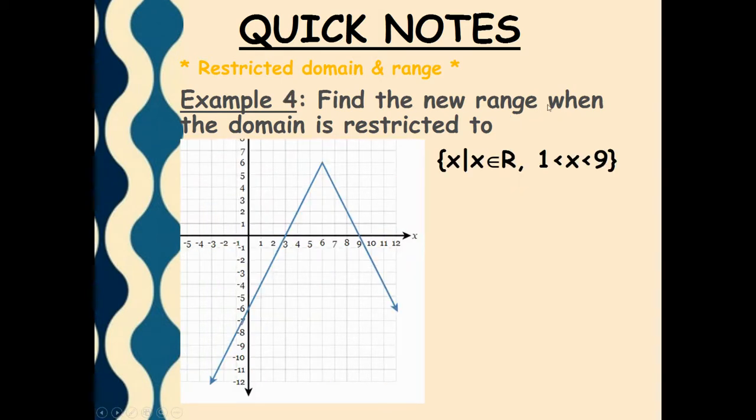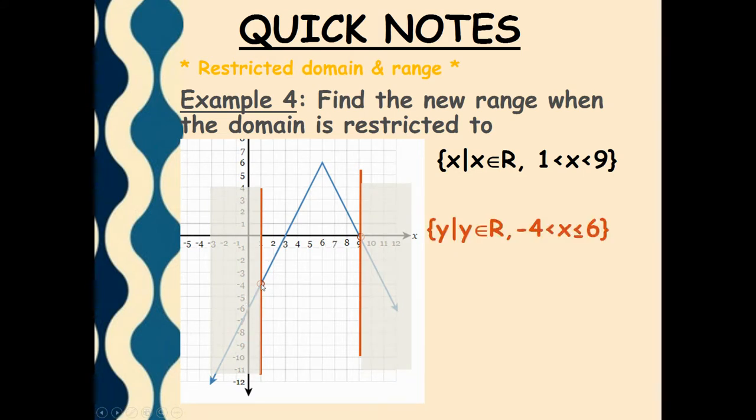This says find the new range when the domain is restricted to, this is set notation, but don't let it scare you, 1 to 9. So the current domain is -infinity to infinity, but I'm only allowed to look between 1 and 9. Both of these are open dots because neither have a line underneath the inequality, which means not included. So everything outside does not exist to us anymore. We're only allowed to look inside.